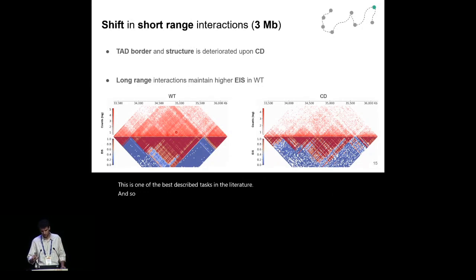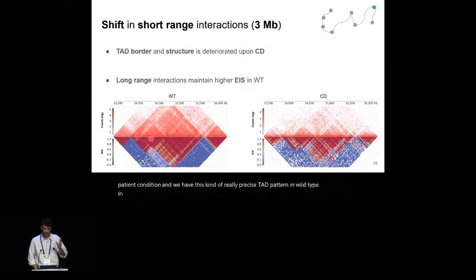And here we have a shift in entropy importance score. Actually, we lose and deteriorate the TAD structure in the coenzyme depletion condition, and we have this really precise TAD pattern in wild type.